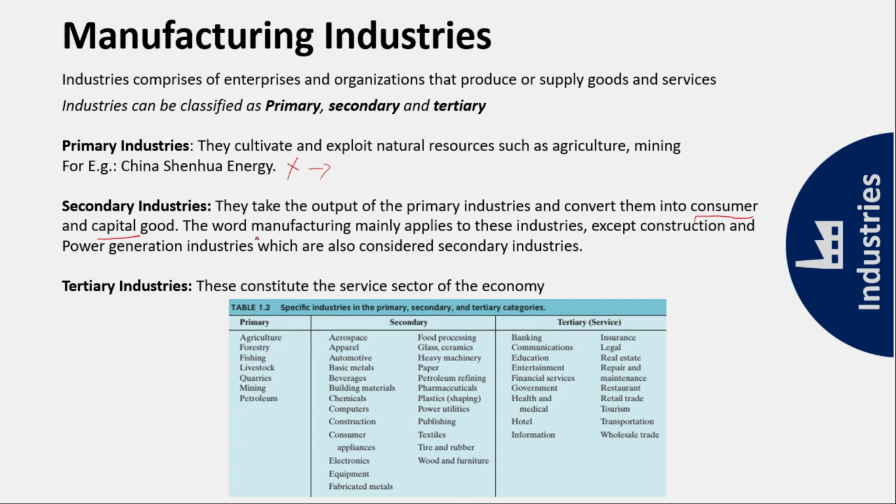So manufacturing is mostly used for the secondary type of industry, because the mining industry or the agriculture industry are not mostly manufacturing, but manufacturing mostly applies to the secondary type of industry, in which they take the output of the primary industry and convert it into consumer or capital goods. Although the construction and the power generation industries are also secondary type of industry, they are not manufacturing industries. Okay, they are also considered as secondary industry, but we don't classify them as manufacturing industry.